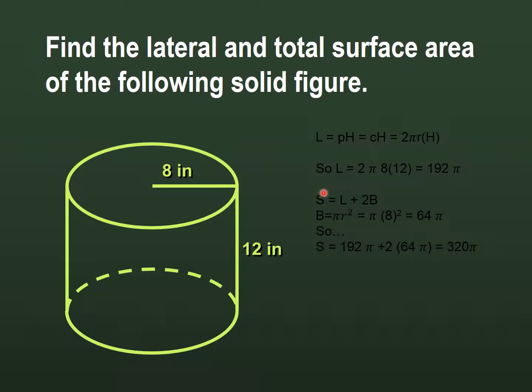So now the total surface area is equal to the lateral, which was 192 pi, plus 2b. Well, b is equal to pi r squared. So that means that b is equal to pi times 8 squared, since 8 is your radius, which is 64. So our b, the area of our base, is 64 pi. So now plugging that in, we have 192 pi, that was our L, plus 2 times 64 pi, that's our B. So 192 pi plus 2 times 64 pi is 320 pi.